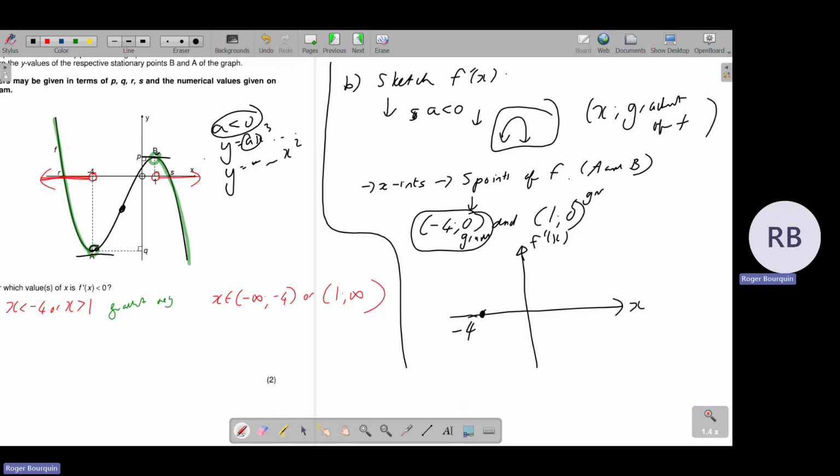So (-4, 0) lives here, and (1, 0) lives here. We have to try to show that it's okay. Are we happy with that? I know it's got a negative shape. Now, where does the maximum of a parabola occur always?